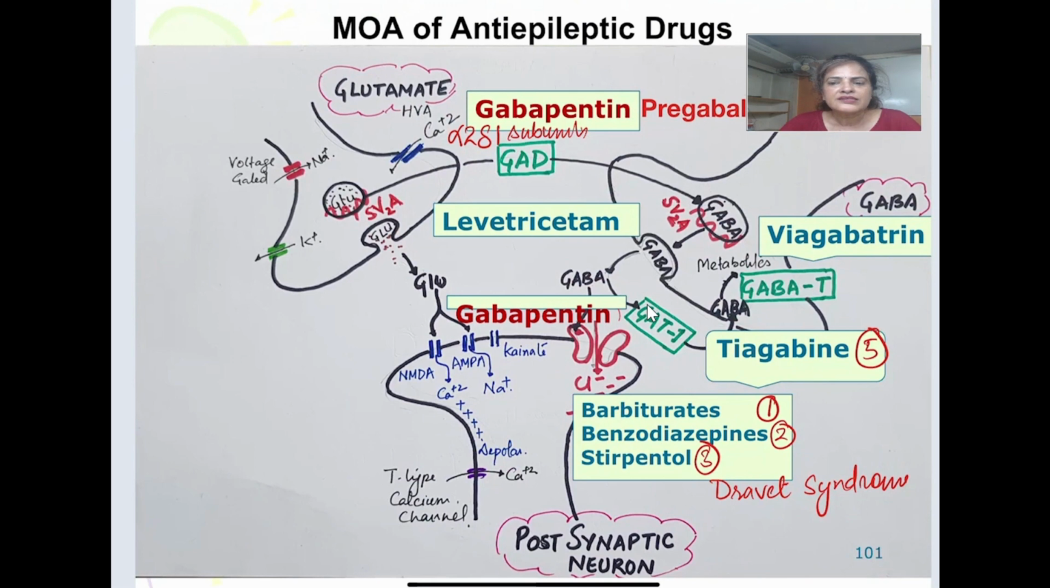And the next group of drug is tiagabine. Now how is tiagabine going to act? Once the GABA is released, it is going to bind with the GABA benzodiazepine receptor. Here it acts on this receptor. Now once it acts, then what will happen? This GABA will be transported.